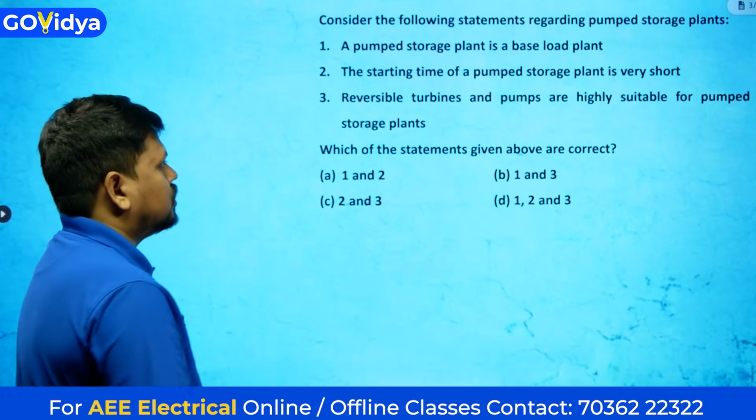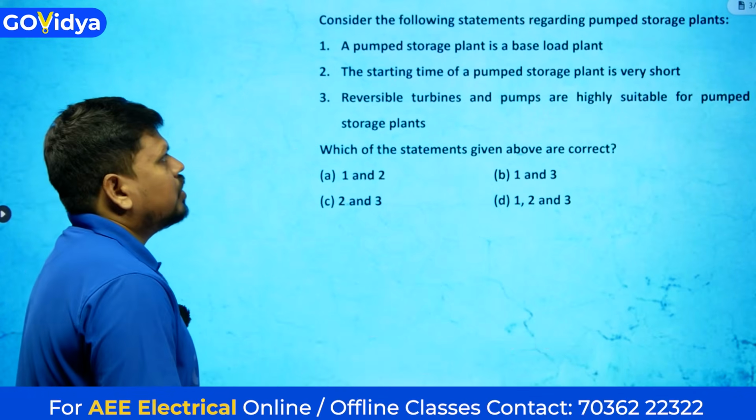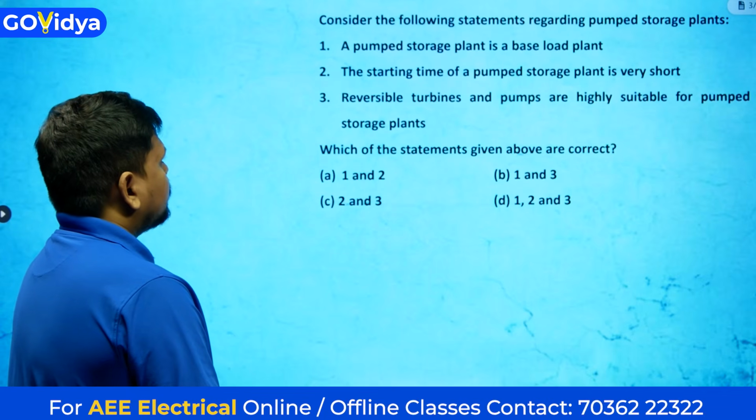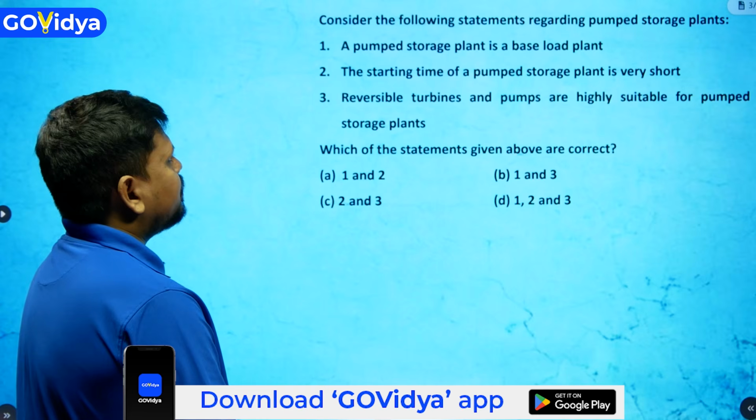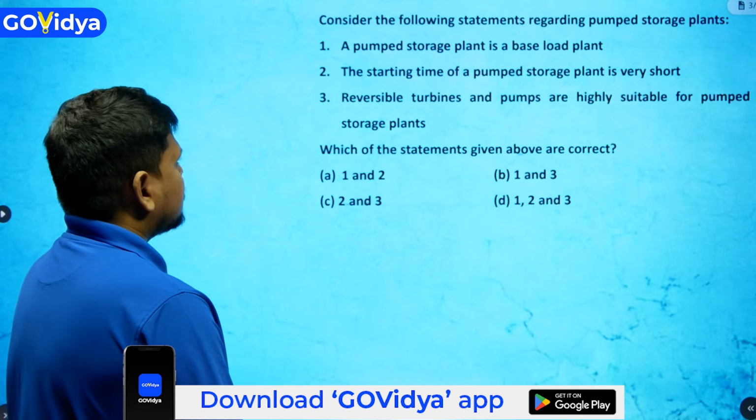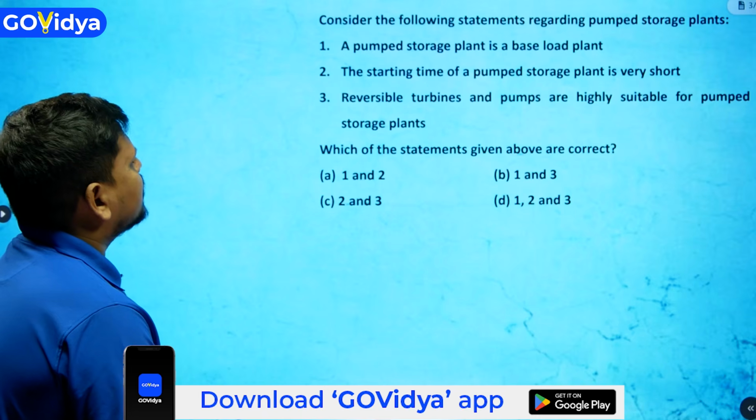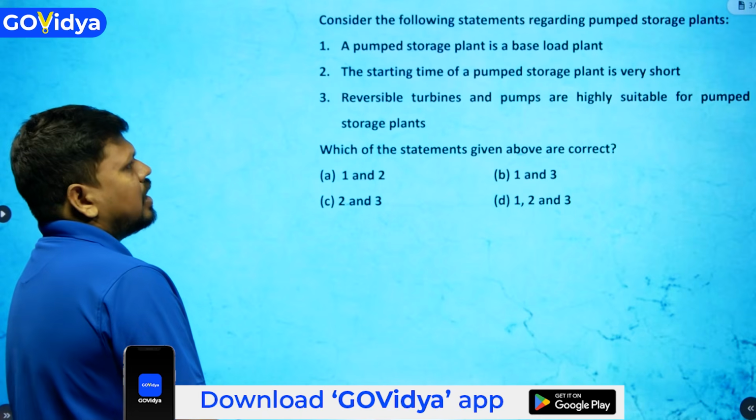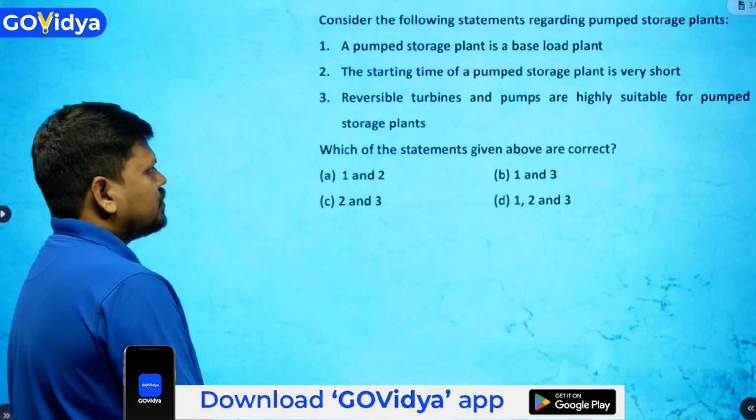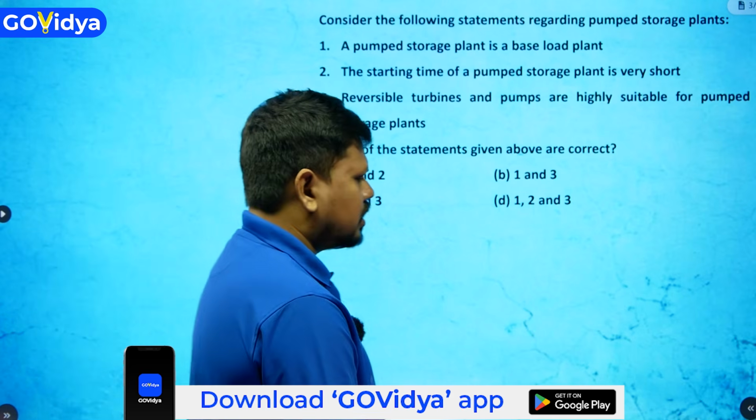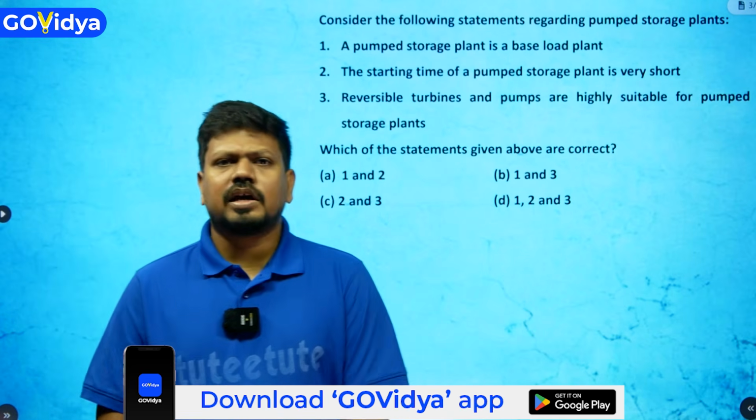Next question: consider the following statements regarding pumped storage plants. First statement, a pumped storage plant is a base load plant. The starting time of a pumped storage plant is very short. Reversible turbines and pumps are highly suitable for pumped storage plants. Which of the statements given above are correct? They are asking which statements are correct.